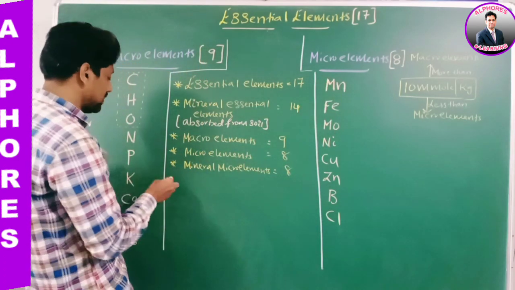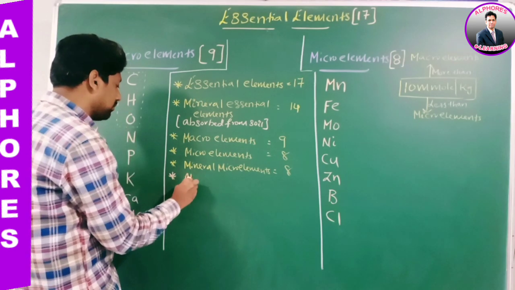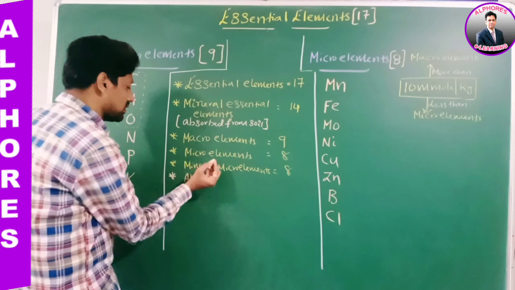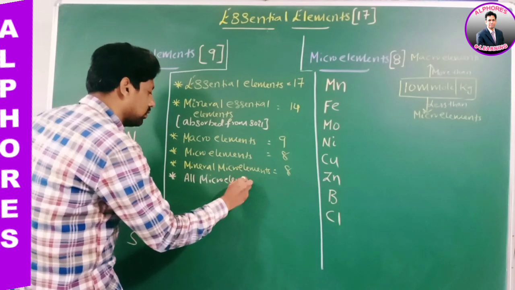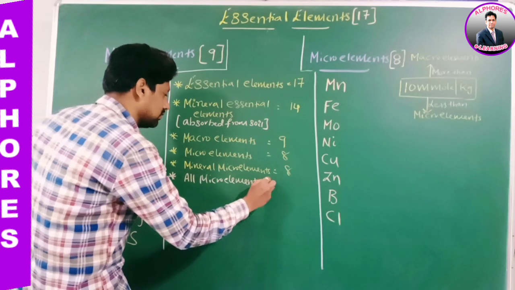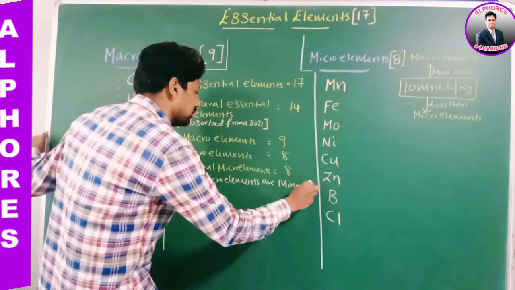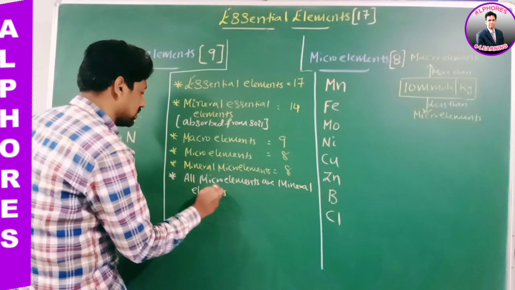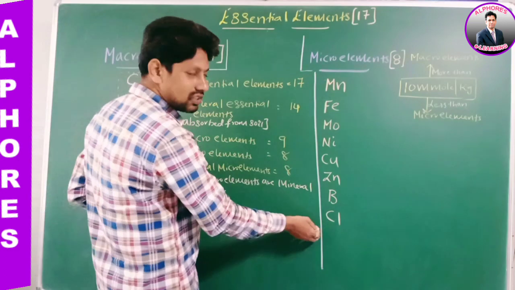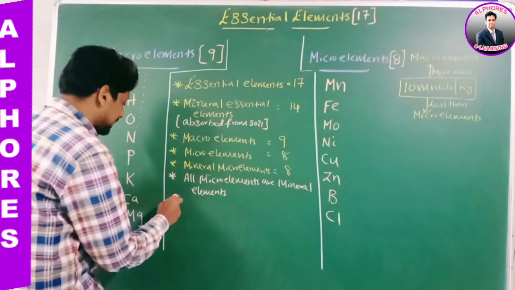Yes or no? Now I am writing one statement here. All micro elements are mineral elements. Yes or no? Sir, micro elements are 8. All the 8 are mineral elements. Okay, right. Now go for the next one.